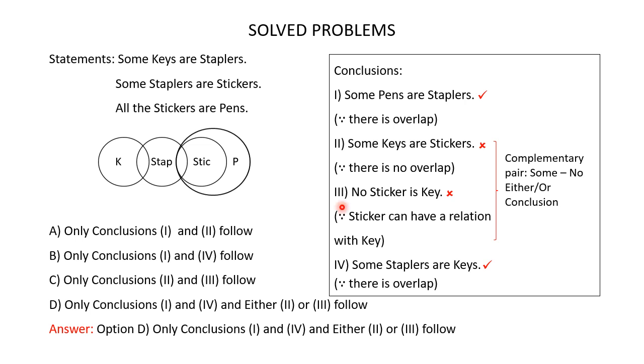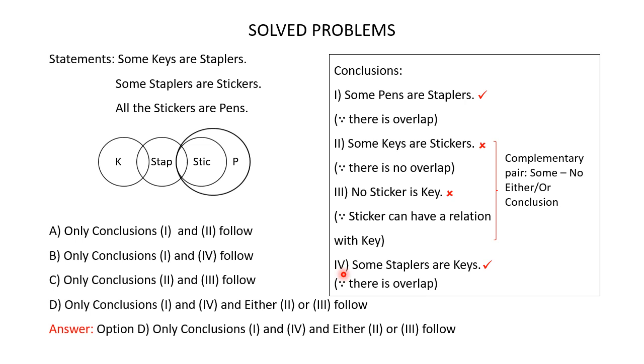Conclusion 3. No sticker is key. So in the Venn diagram you have sticker here and key here. As you can see, there is no restriction between stickers and keys. So all stickers can go inside keys. This means all stickers are keys. Now, if all stickers are keys, then you cannot say no sticker is key. So the conclusion no sticker is key is wrong. Conclusion 3 does not follow.